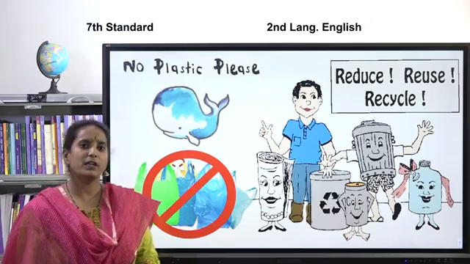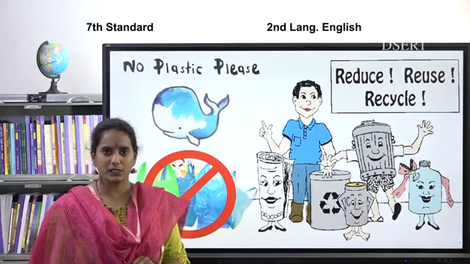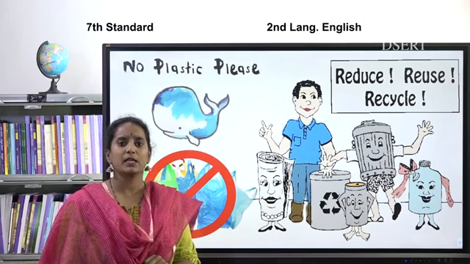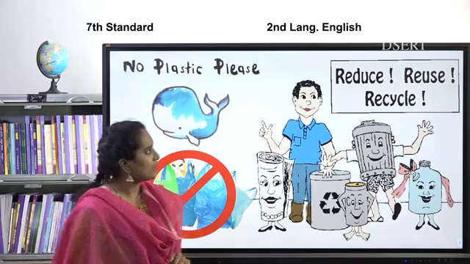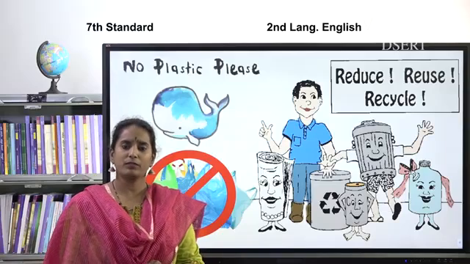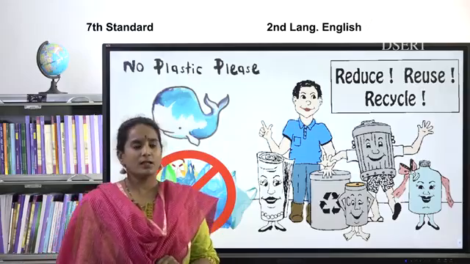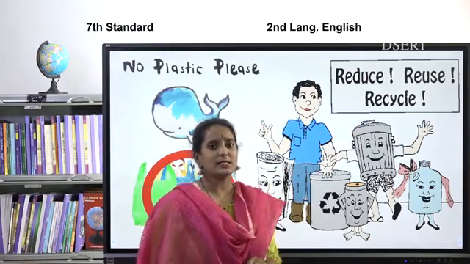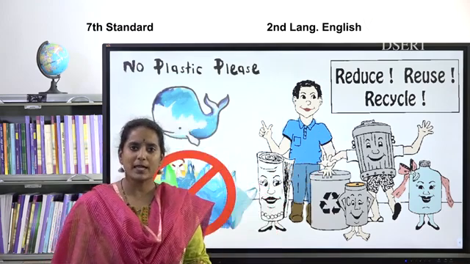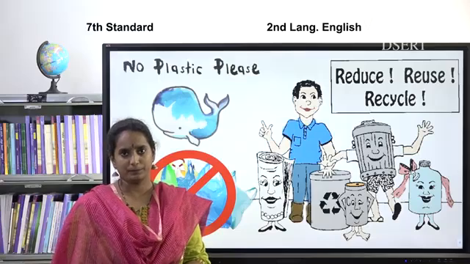For this, we can remember the 3R formula. What are the 3 R's? Reduce, reuse, recycle. Reduce is the first step where we have to minimize the use of plastic. Reuse, it means we have to use the same thing or object again and again instead of throwing it away. Next, the last one, recycle. We can recycle plastic and make something new out of it.